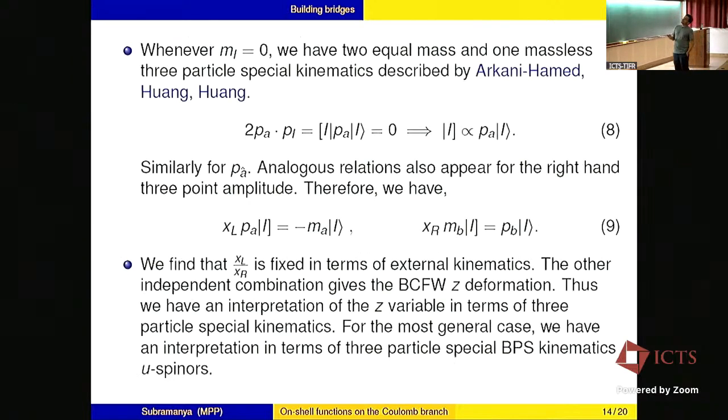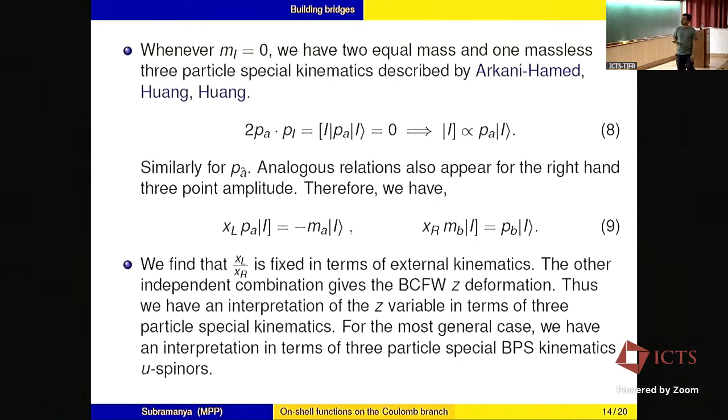And there is a particular special case, if you want to focus exactly on the Hegde et al. shift, then the bridge momentum P_I is massless. Then the on-shell conditions, because every leg is on-shell, there are 3 on-shell conditions provided by the bridge. And the bridge on-shell conditions tell you, for example, that P_I has a vanishing dot product with P_A, which tells you that this square spinor is proportional to this angle spinor. And same on the right side with P_B, which gives you 2 conditions. And what we found is that the ratio of X_L and X_R is fixed in terms of external kinematics, in terms of Mandelstams, and the other independent combination gives you the BCFW deformation of the lower point on-shell function.